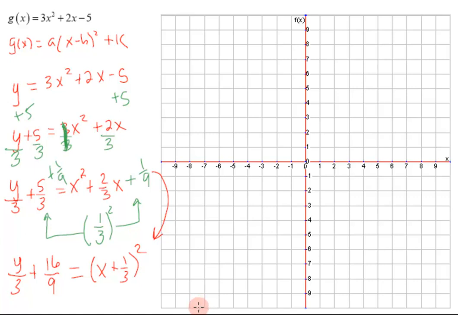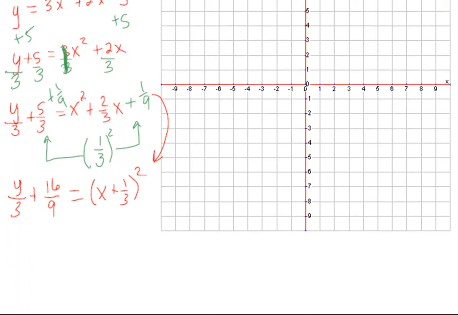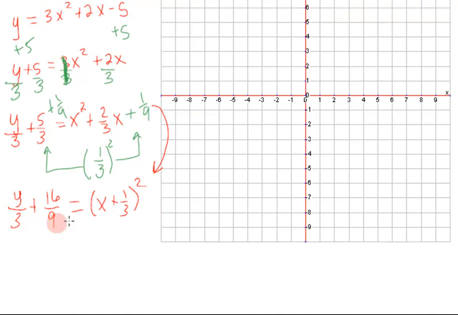Almost done, right? Basically what I need to do now is subtract the 16 ninths from both sides. So I'll move this down a little bit, subtract the 16 ninths, and then get rid of this 3.